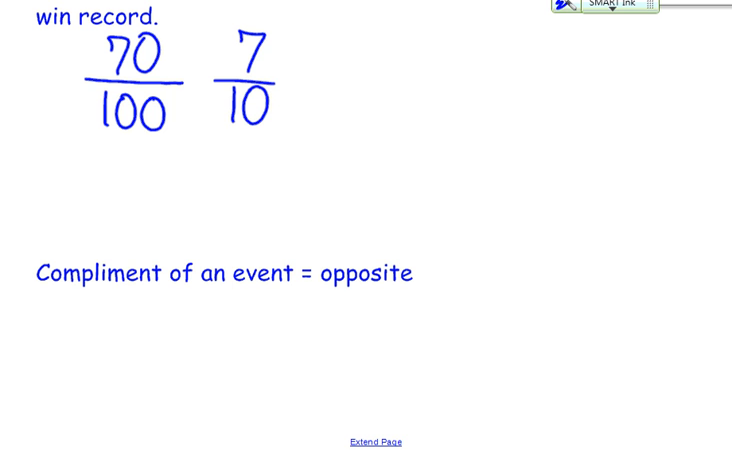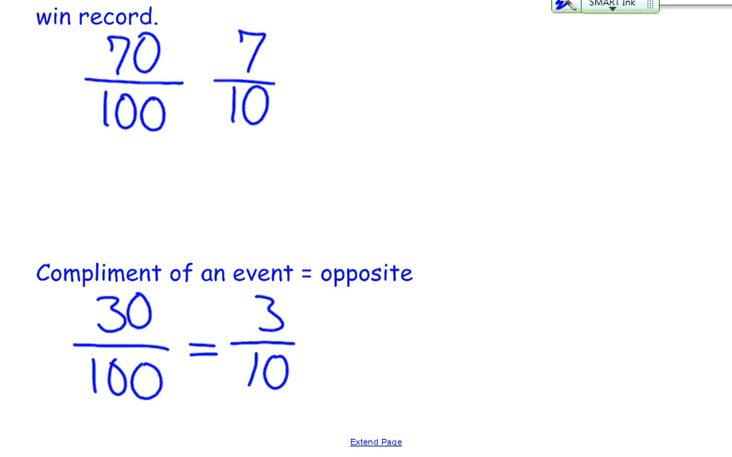Attached to this, we have the idea of what's known as the complement, or the opposite of what's given. If our win is 7 tenths, what would our losing be? That would be a 30% chance, or 30 over 100, which would then equal 3 tenths probability.